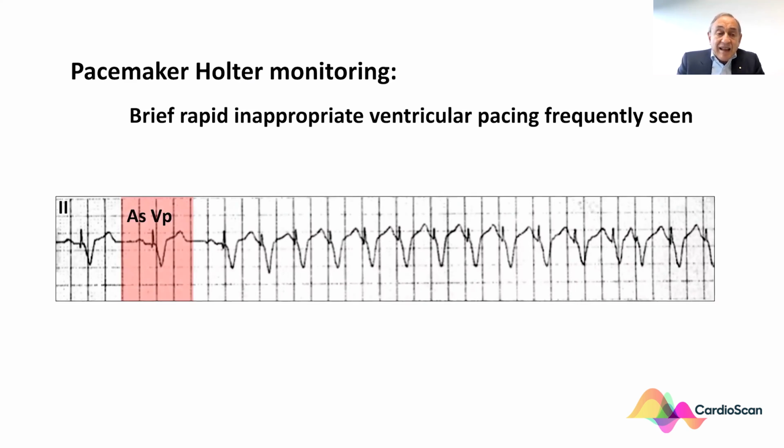We can see with the red highlight that there is atrial sensing, a sinus P wave, followed by ventricular pacing. And then there is the onset of a rapid tachycardia, clearly with pacing, and therefore we are assuming that this is a supraventricular tachyarrhythmia.